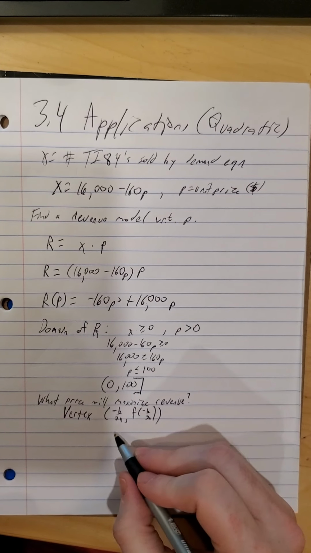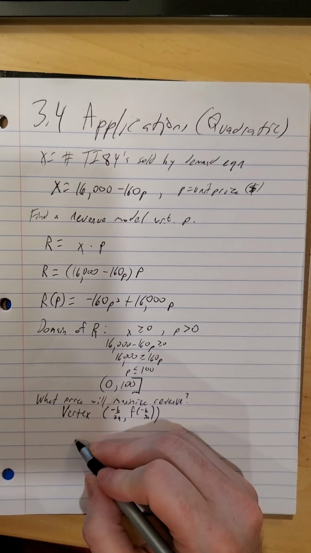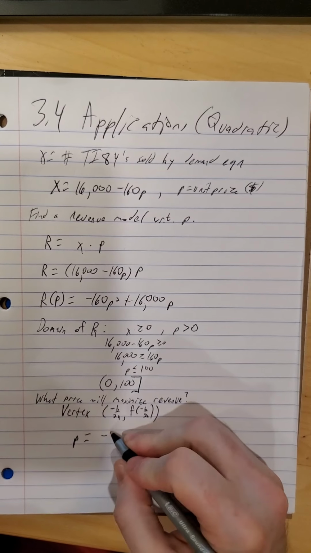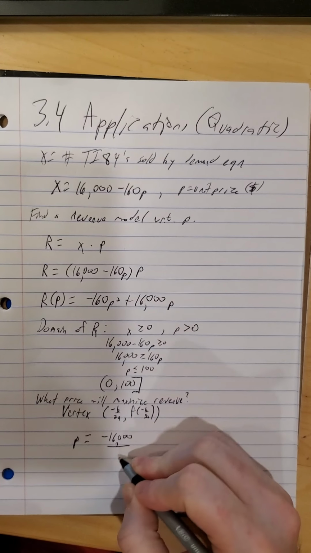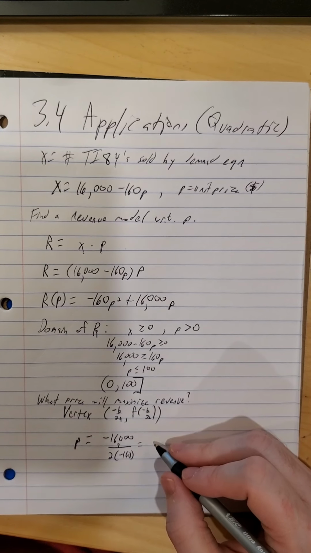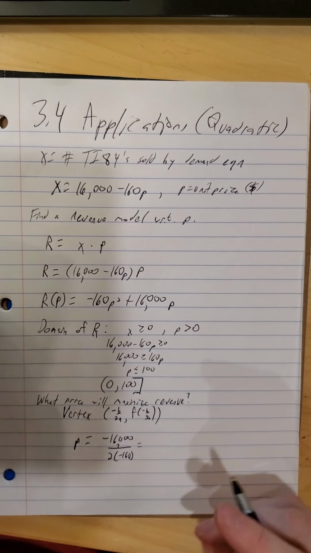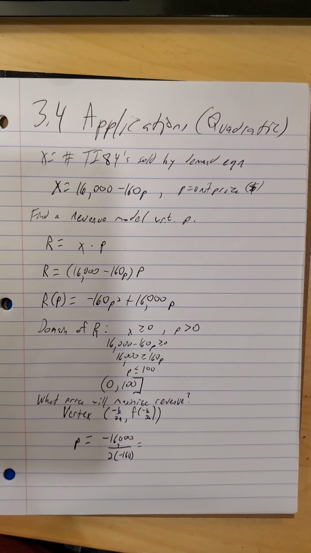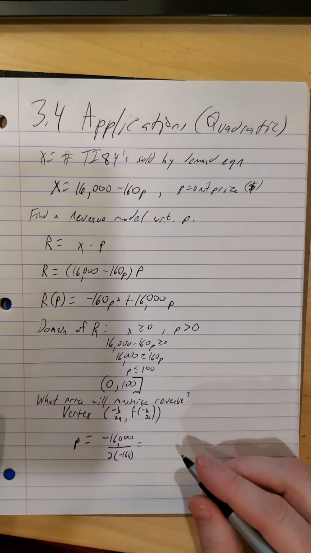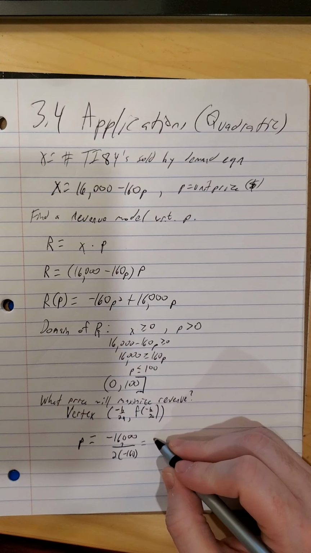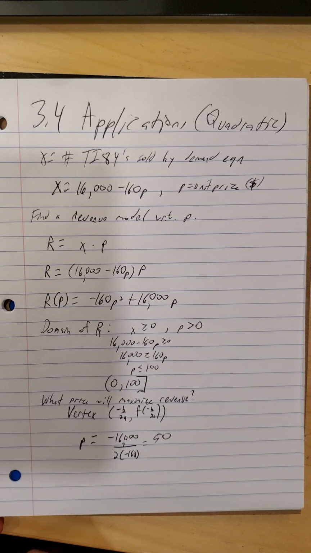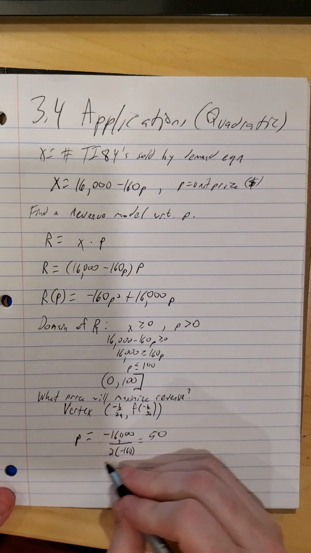So for this one, P is equal to, instead of X is equal to opposite of B over 2A, so opposite of 16,000 over 2 times negative 160. So negative 16,000 over negative 320. So we get positive 50, sorry. Two negatives wipe each other out. So this is the price that would maximize the revenue.